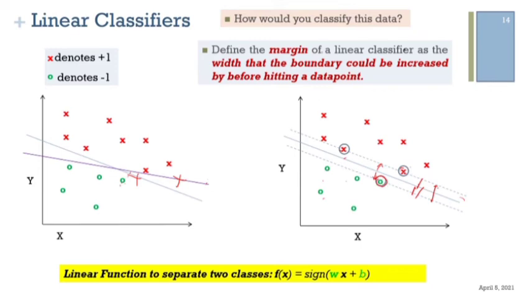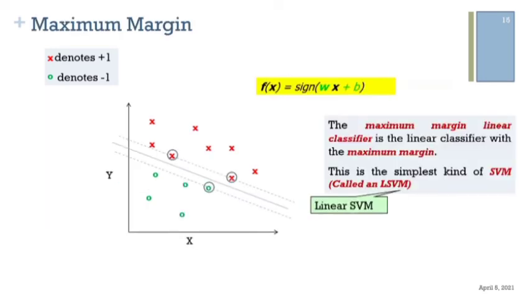So you define the margin of a linear classifier as the width that the boundary could be increased by before hitting a data point. What is the margin that I can increase this before it starts hitting the data point? This is an example of a linear function to separate two classes, which is given in this mathematical expression. Now, the maximum margin has been created. This is what we call the maximum margin linear classifier, the linear classifier with the maximum margin. This is what we call LSVM. You see in some places, they call it LSVM. It means linear support vector machine.